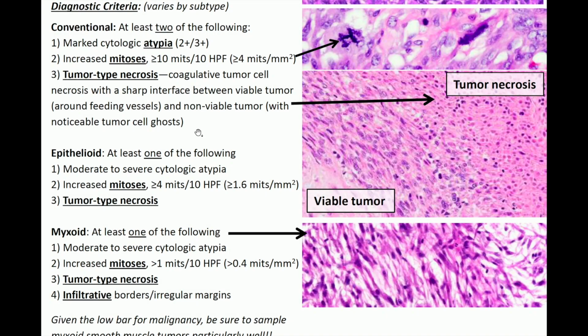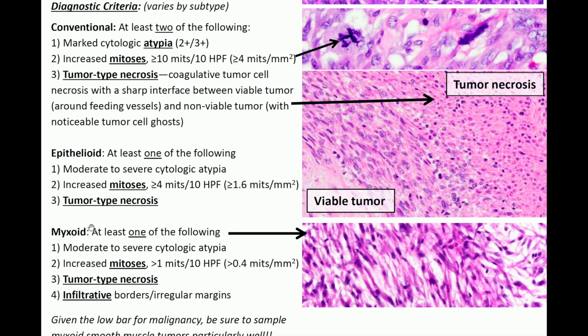We're back. Another type of leiomyosarcoma you can have is epithelioid. For epithelioid, you're going to want to have at least 1 of the following: moderate to severe cytologic atypia, increased mitoses, so greater than or equal to 4 mitoses per 10 high-powered fields, and tumor-type necrosis. So we're seeing a pattern here, right? Atypia, mitoses, tumor-type necrosis.